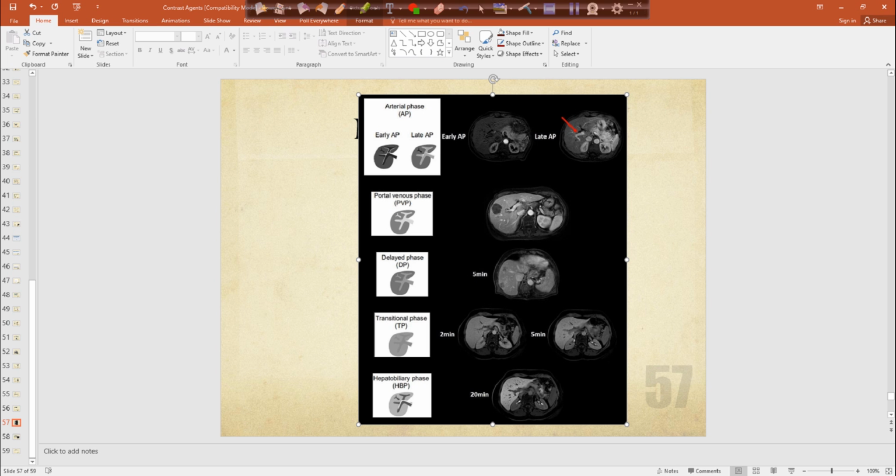So you can see the tumor right here did not enhance on the venous phase, so this is most likely a malignant lesion within the liver. And then they also have a transitional phase, and then your hepatobiliary phase. This is for the Eovist, watching the contrast be eliminated by the biliary system.